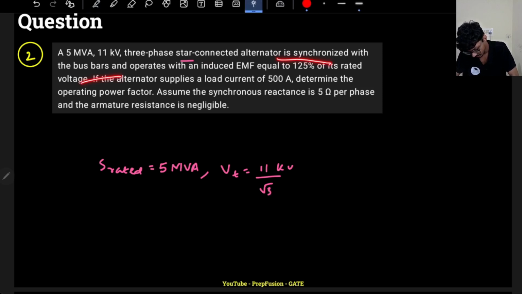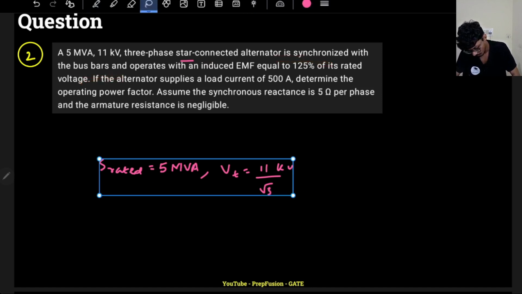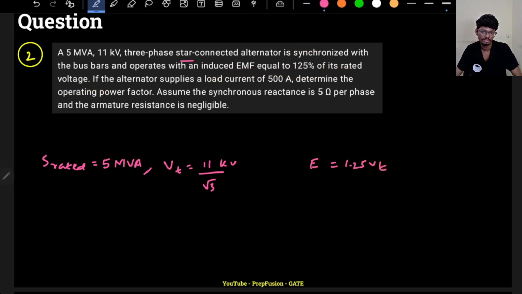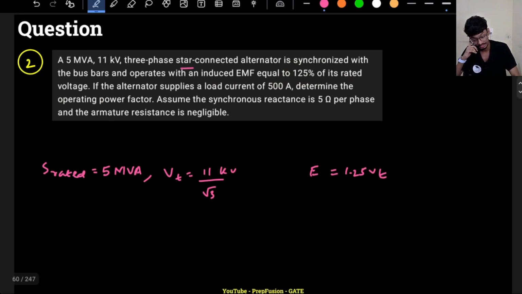The alternator is synchronized with the bus bars and operates with an induced EMF of 125% of its rated voltage. So the induced EMF E is 1.25 of its rated voltage Vt. When is it possible for the induced EMF to go higher than the rated voltage? It is possible only in case of leading loads.